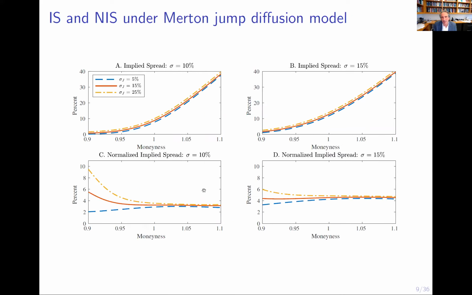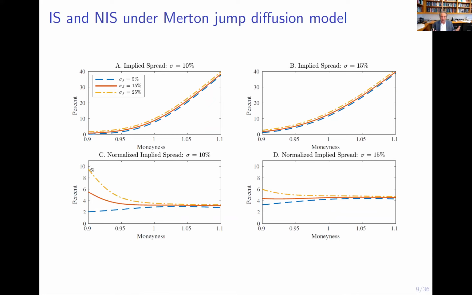Another standard model could be this one, the standard Merton jump diffusion model, the standard one with constant probability of jump. Again, nothing really happens on the implied spread except that a higher risk gives a higher spread, exactly what you expect for corporate bonds. Here is what's interesting, the normalized implied spread. Remember, the normalized is the implied spread divided by the probability of being in the money of the default. It actually starts looking weird.